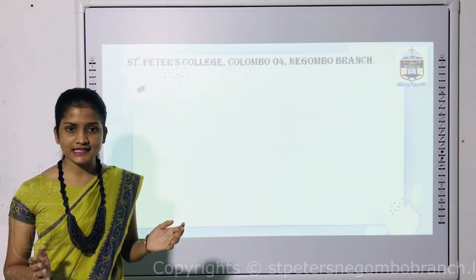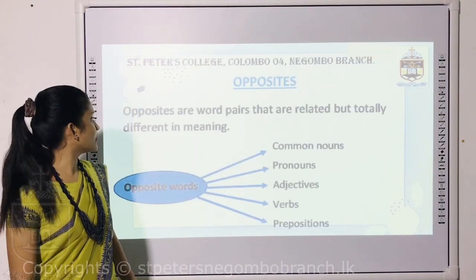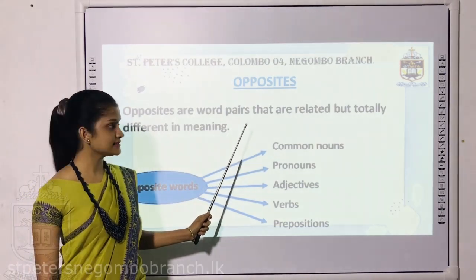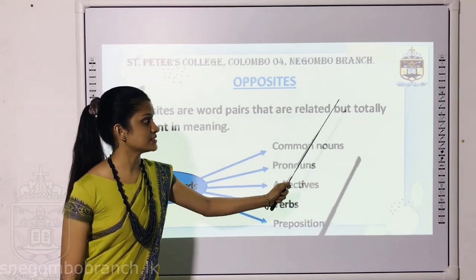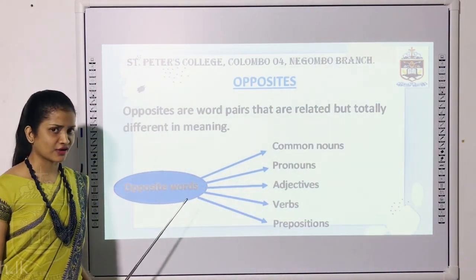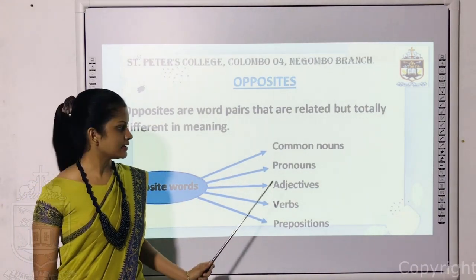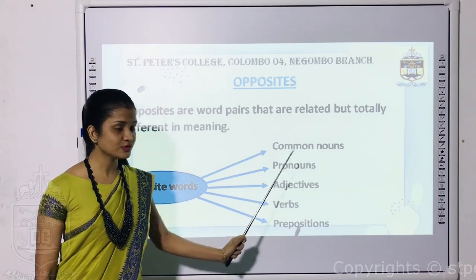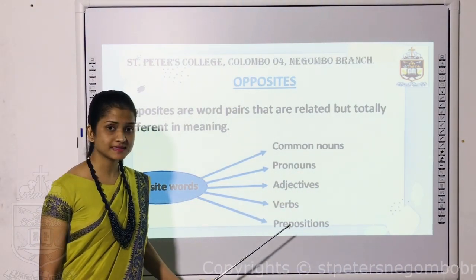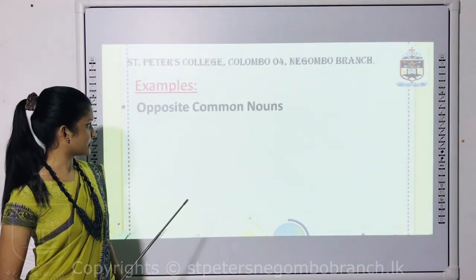Today the lesson is opposites. What do you mean by opposites? Opposites are word pairs that are related but totally different in meaning. We can categorize opposite words into 5 subtopics. They are common nouns, pronouns, adjectives, verbs and prepositions. We'll go through some examples.